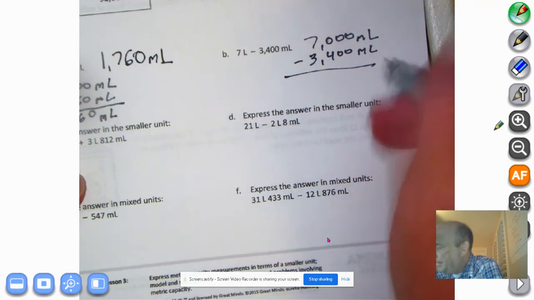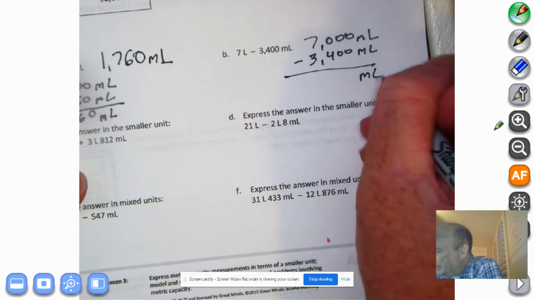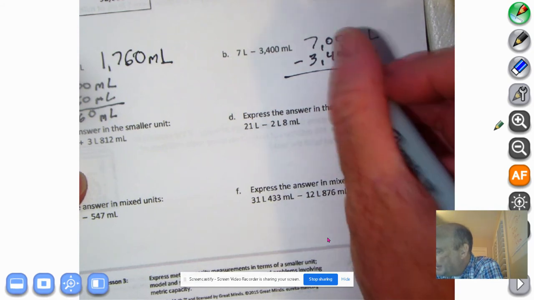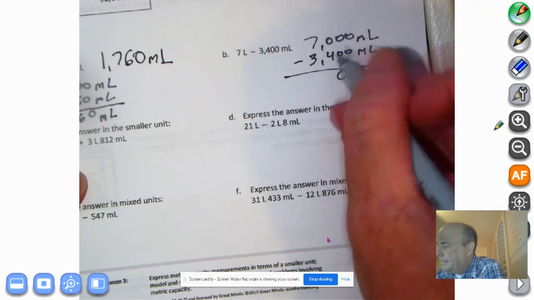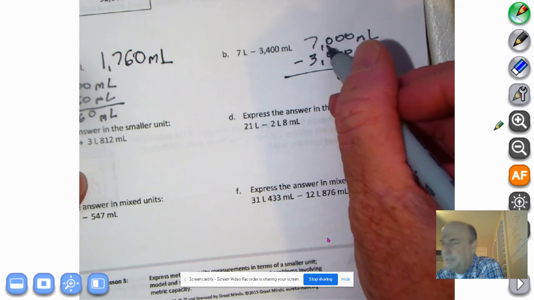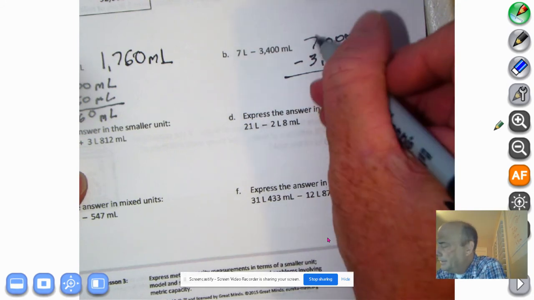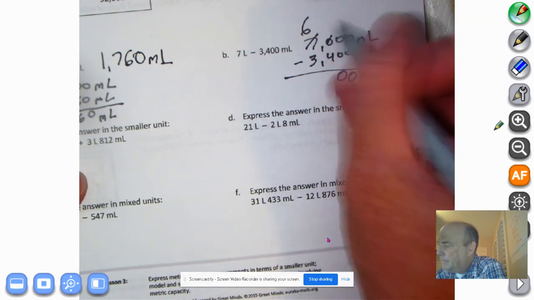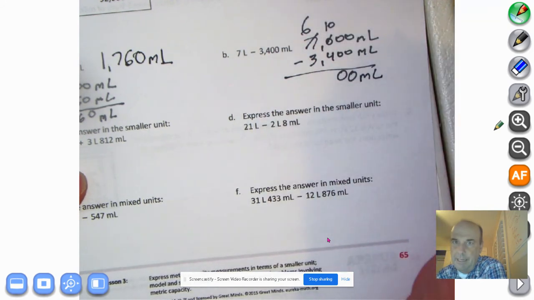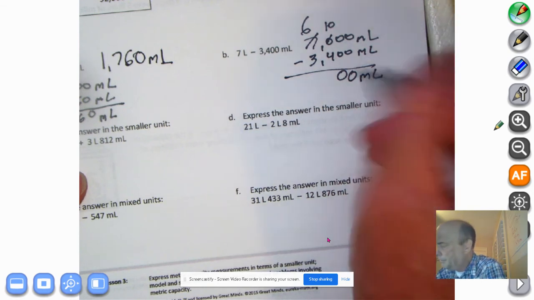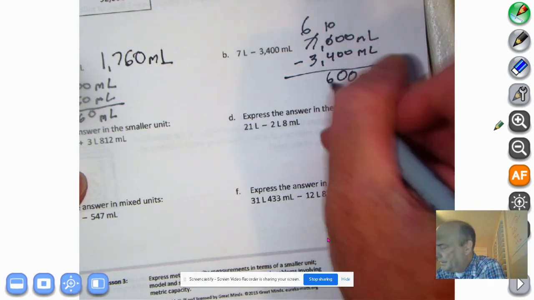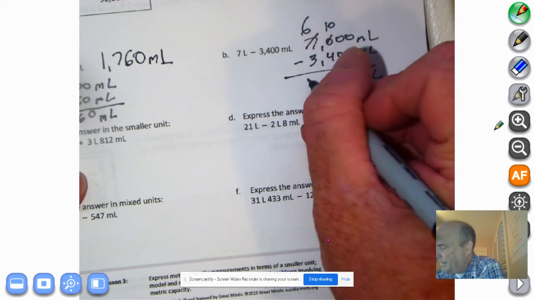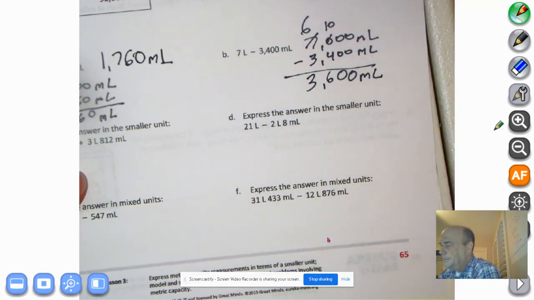And welcome back. Bring down our unit of measurement. 0 minus 0 is 0. 0 minus 0 is 0. Oh, I cannot take 400 milliliters away from 0 milliliters. So we're going to decompose 1,000 milliliters. Bring them over here to be 1,000 milliliters. 10 minus 4 is 6. 9 minus 3 is 6. 6 minus 3 is 3. And there we have it, 3,600 milliliters.